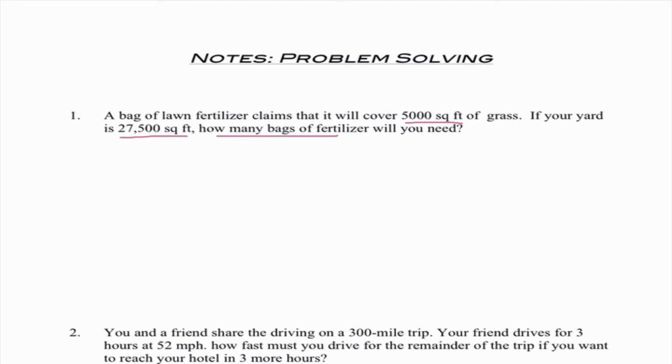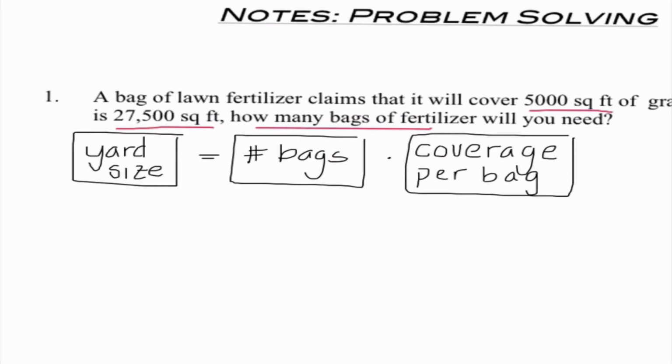After that, I'm going to write a verbal model to tell us exactly what we need. And in our verbal model, the phrases we use don't need to be exact. This is just going to be an example of something we could go ahead and write. The way I'm writing mine, I'm going to say that the yard size is going to be equal to the number of bags of fertilizer times the coverage per bag.